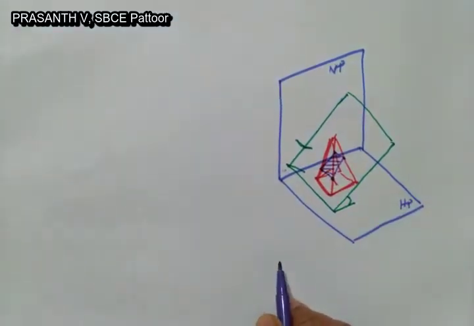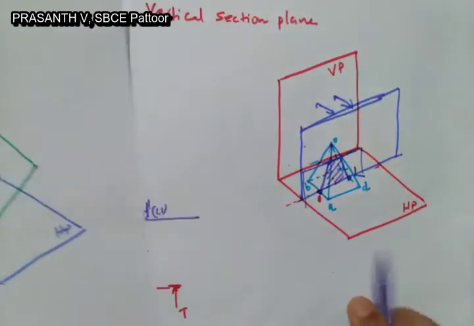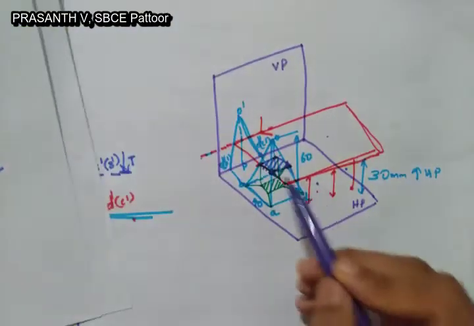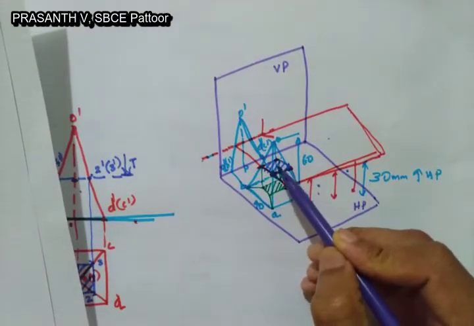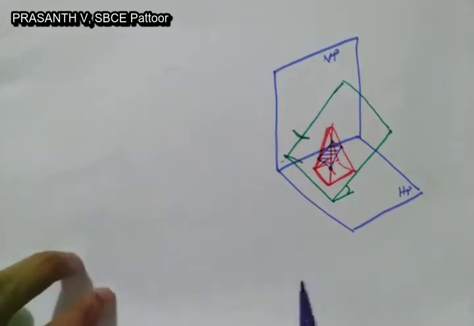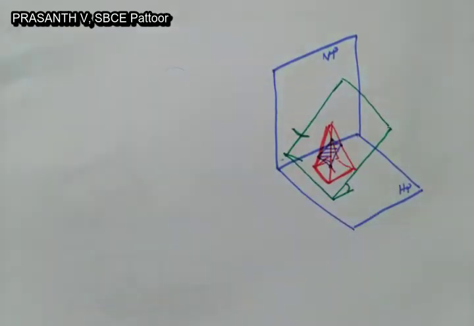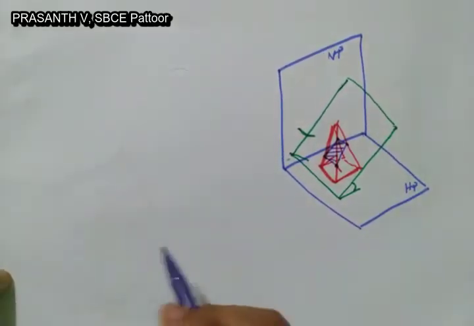But in the previous case, we got the sectional view like this. The section plane was parallel to HP, so we got the section plane like this, the sectional view like this. Here the section plane is inclined to HP, so we got the section plane like this. Now we will draw it in detail.